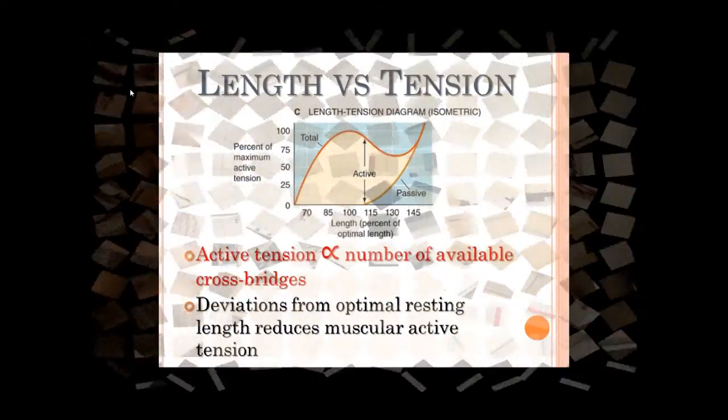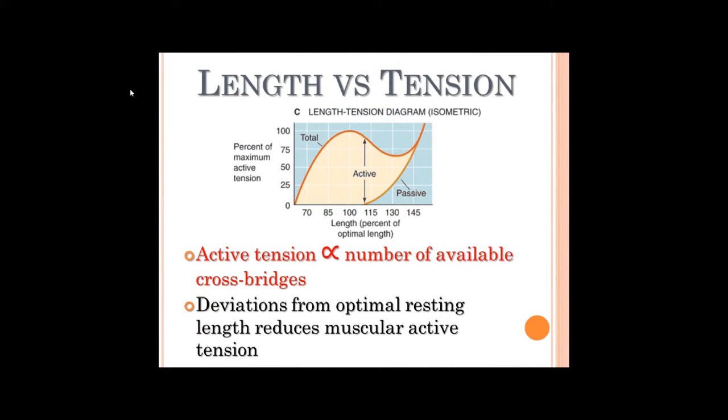Now, how does length affect the muscle's tension? Well, let's keep in mind that the active tension generated by a muscle is directly proportional to the number of available cross bridges. In other words, the available cross bridges are the mechanisms that generate the muscle tension. We know that deviations from the optimal resting length of a muscle reduce the muscle's active tension.